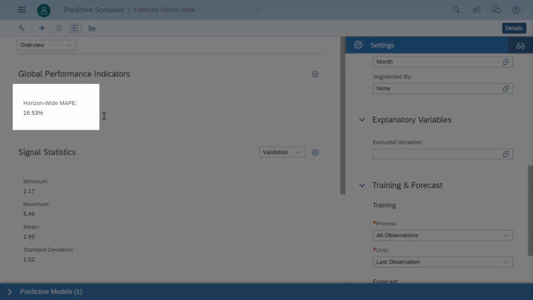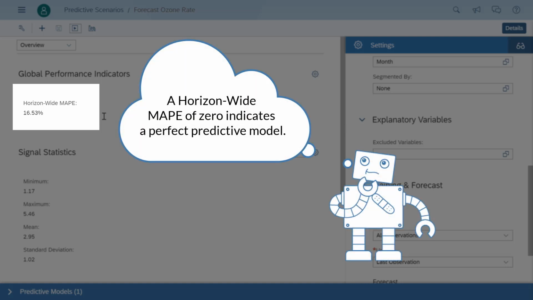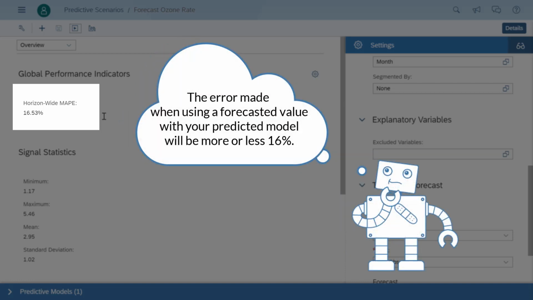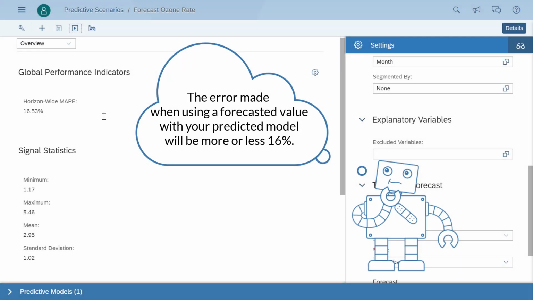The horizon-wide MAPE is the performance indicator. It gives you the average percentage of error made by your predictive model. The smaller the percentage, the more accurate your predictive model is. Your predictive model gets a horizon-wide MAPE of 16.53%, which is quite a good value.